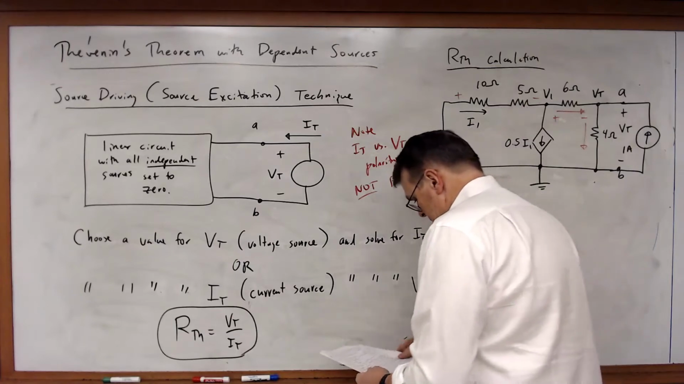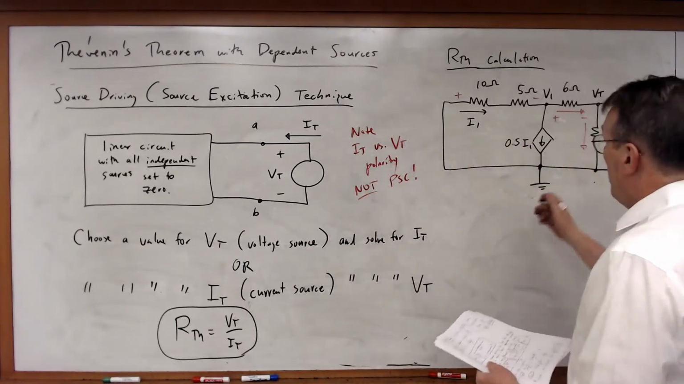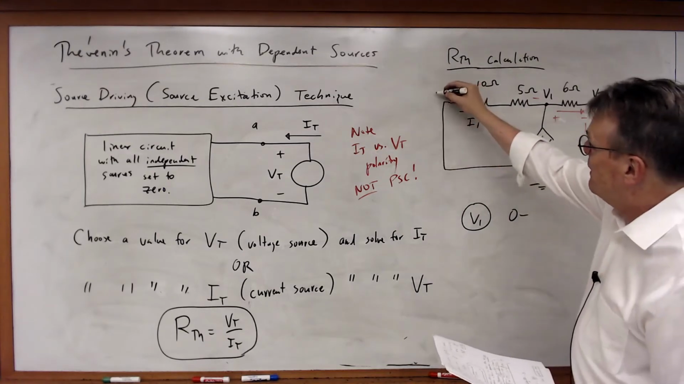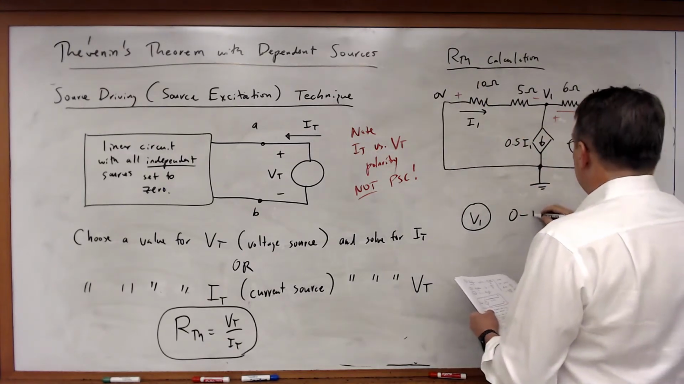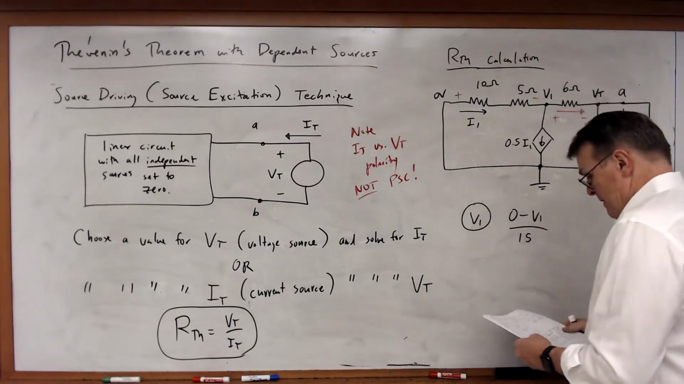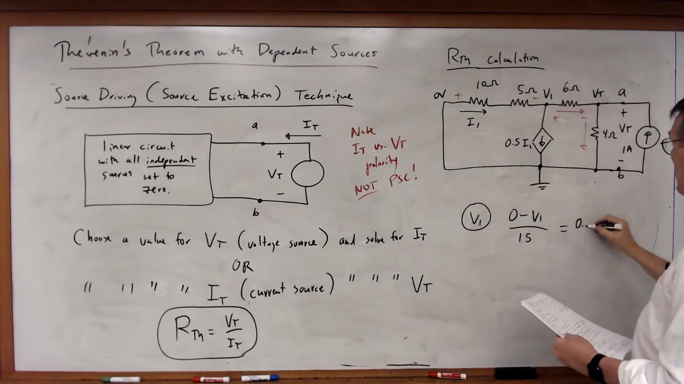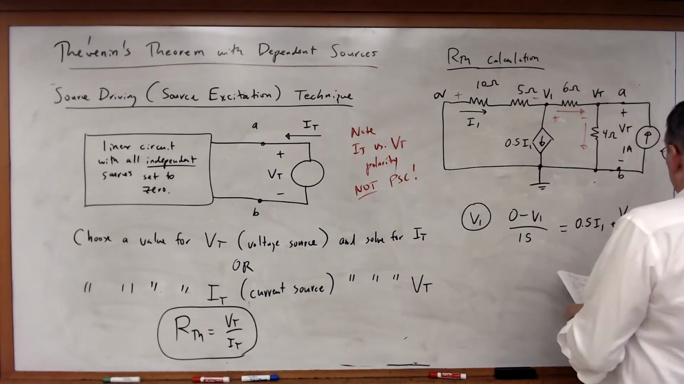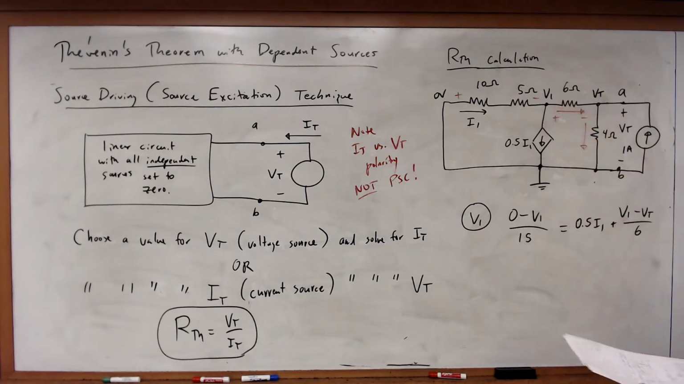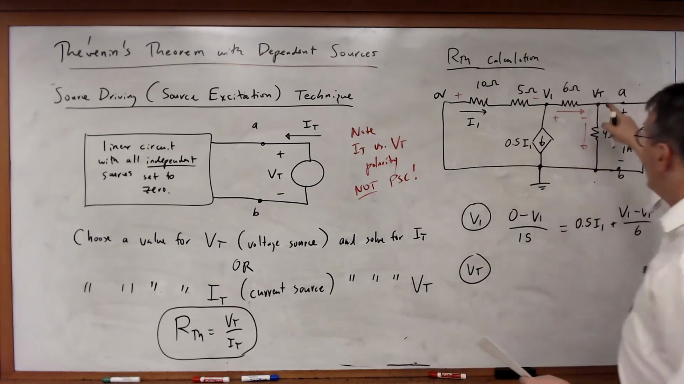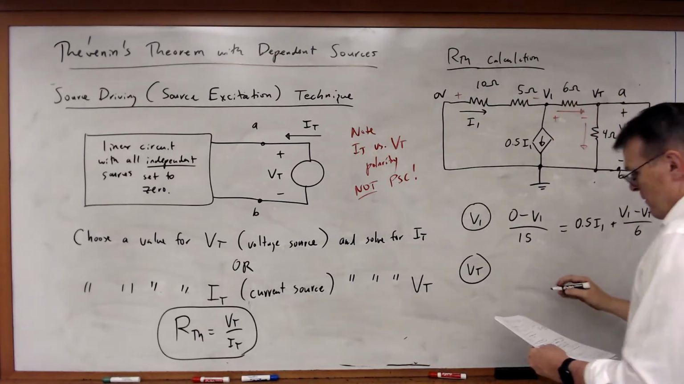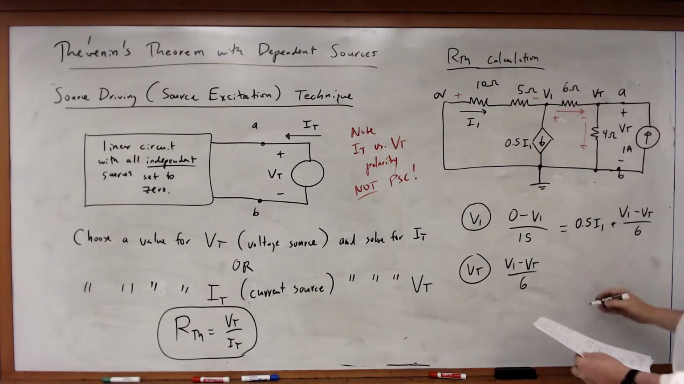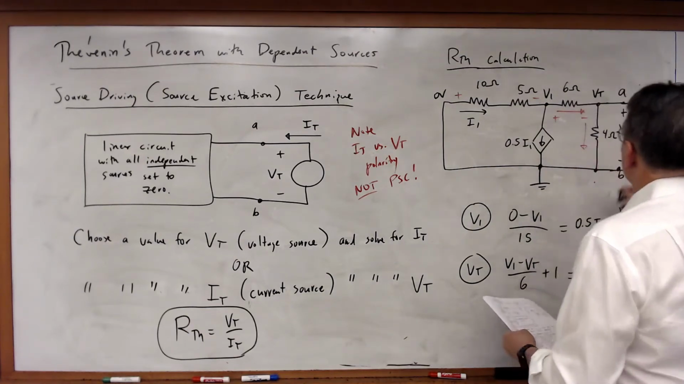Okay? And in this case, what I'm going to get is, for my V1 node, I'll have zero. Note that the ground goes all the way around, so that's 0 volts. So 0 minus V1 over 15 must be equal to 0.5 I1 plus V1 minus VT over 6. So that's for my V1 node. For my VT node, I've got V1 minus VT over 6, plus 1 amp going in, must be equal to VT over 4.